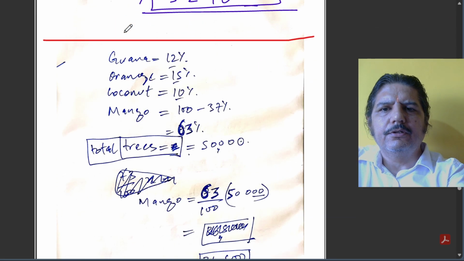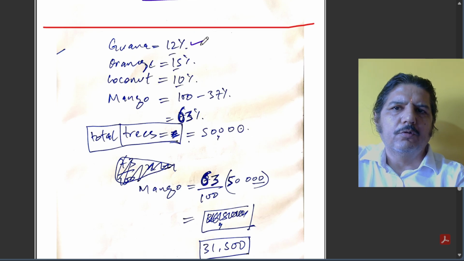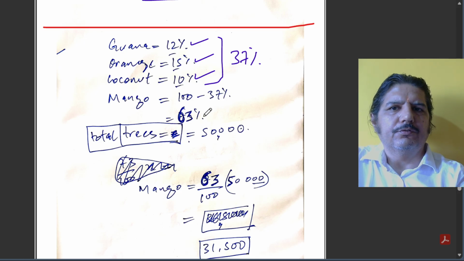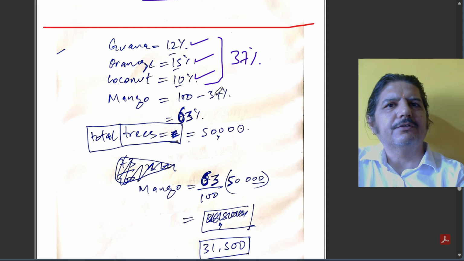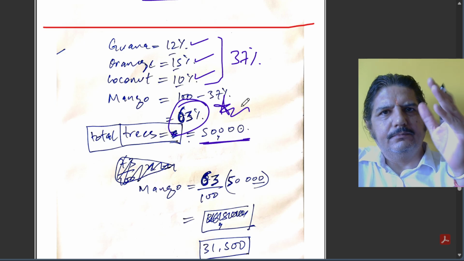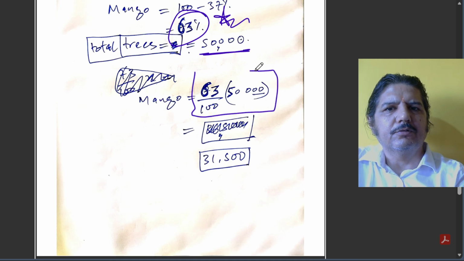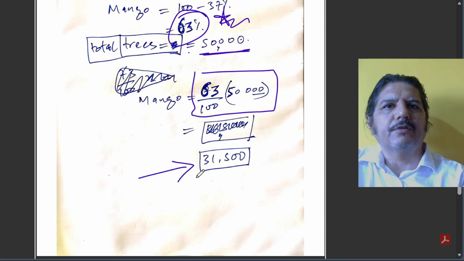This is one of the easy questions. Guava is 12%, orange is 15%, coconut is 10%. So you add all of these. This will be 37%. So what is left is mango trees. Mango trees would be 100 minus 37. This would be 63%. Now the number of total trees is 50,000. If you want to know how many mango trees there are, mango trees would be 63% of 50,000. 63% of 50,000 comes to 31,500.